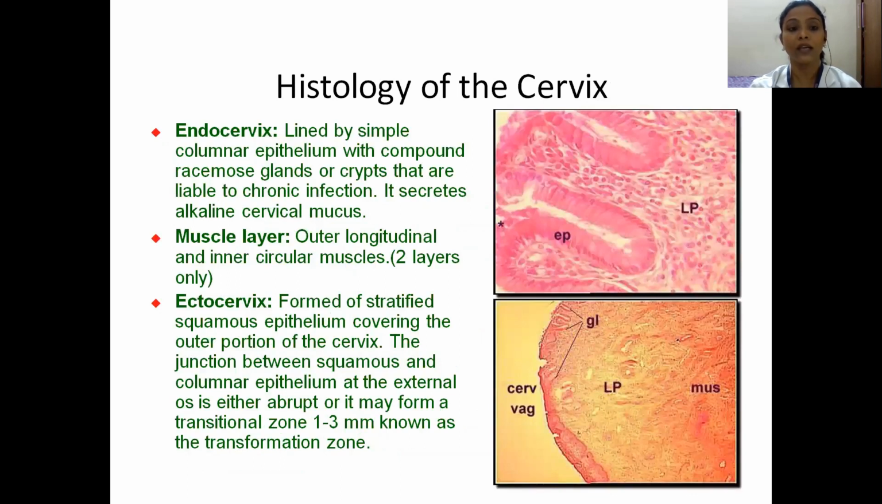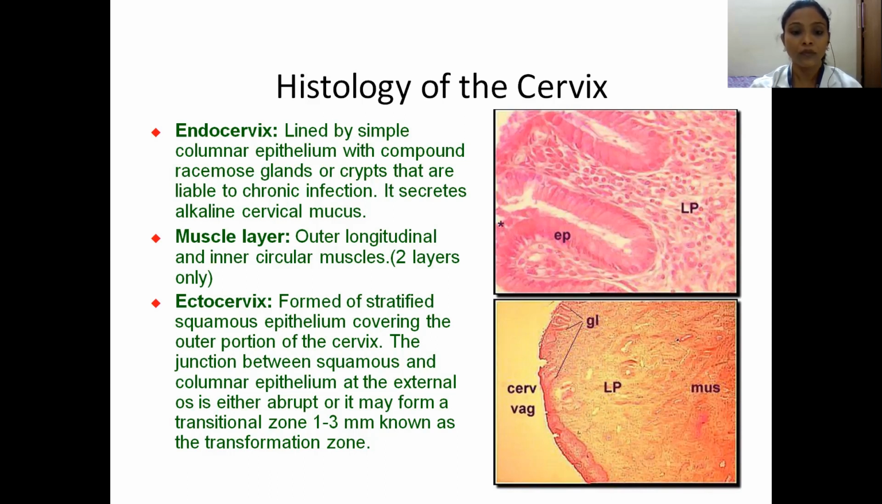Next is the cervix. The endocervix is lined by a single columnar epithelium with compound racemose glands or crypts that are liable to chronic infection. It secretes alkaline cervical mucus. Next is the muscle layer. The outer layer and the inner circular layer are the only two layers present in the cervix.